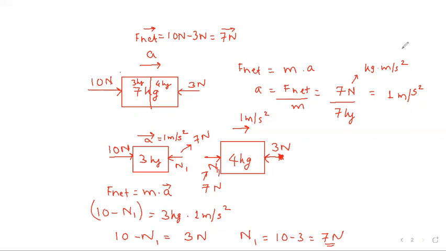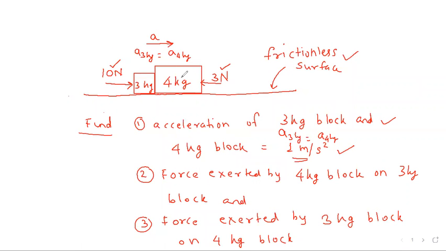Let us just write down these answers. The force exerted by the 4 kg block on the 3 kg block would be 7 newtons, and the same force, the force exerted by the 3 kg block on the 4 kg block, would also be 7 newtons. So this is how we have to calculate. This is a very interesting sort of problem we have just solved.